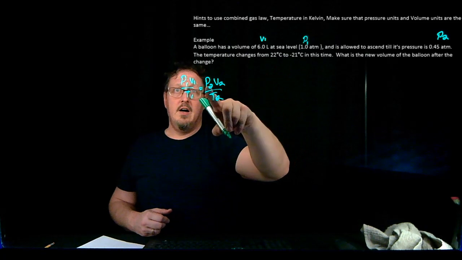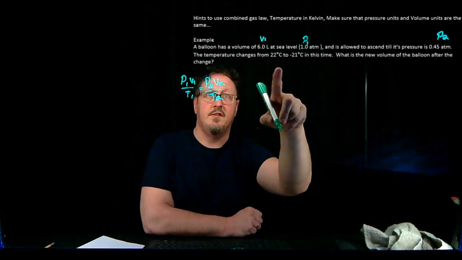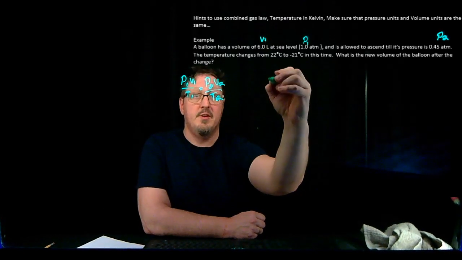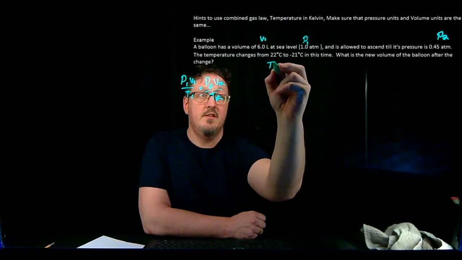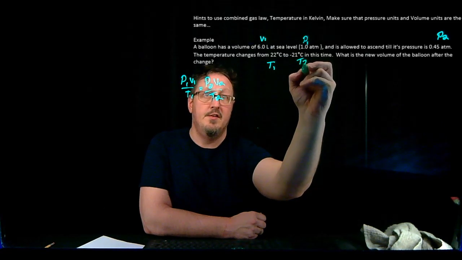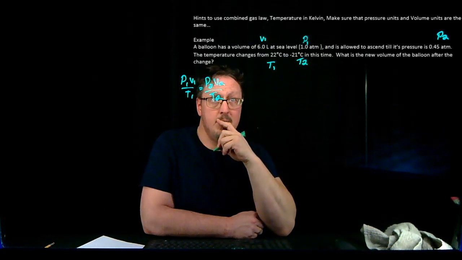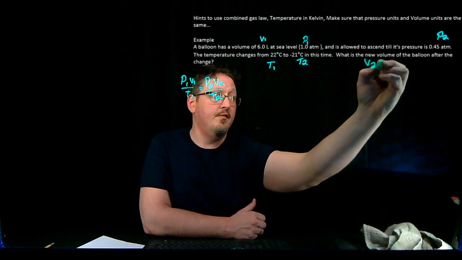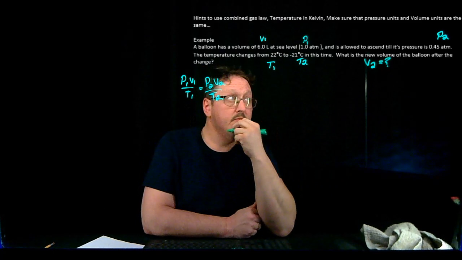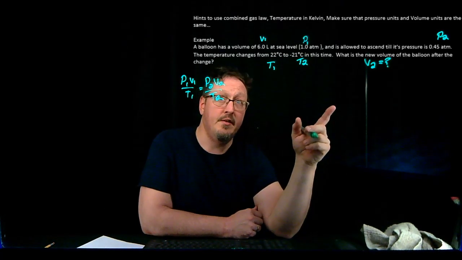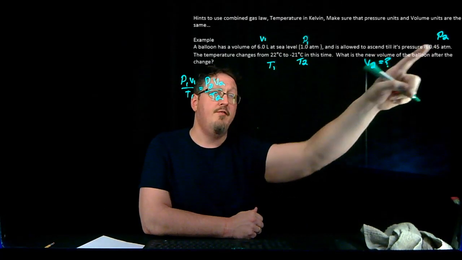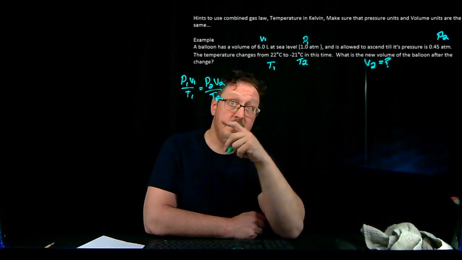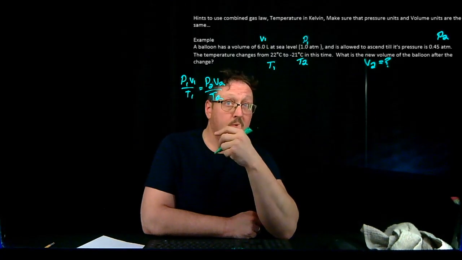Temperature changes from 22 degrees Celsius to negative 21. The warmer temperature is my T1, which makes sense, and my colder temperature is my T2. What I'm trying to solve for is my V2. So V2 is equal to my question. I have 5 out of the 6 pieces of information: 1, 2, 3, 4, 5. My 6th one is what I'm trying to solve for. So we have enough information to use the combined gas law, and that's what we're going to use.